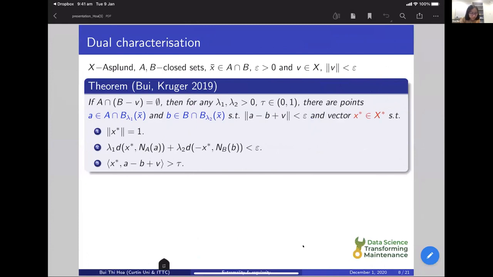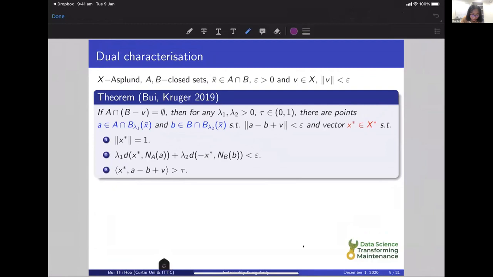So here we consider X to be an Asplund space, but that is only needed when we consider the Fréchet normal cone. If we consider the Clarke normal cone, we can just consider it as a Banach space, and A and B are closed sets, and x bar is a point in the intersection. This is the setting we consider from the beginning. And if we have any vector v such that it makes the sets have empty intersection, then for any parameters lambda1 and lambda2, we will find in the neighborhood of x bar a point a and b and a dual vector, so that these three conditions hold.